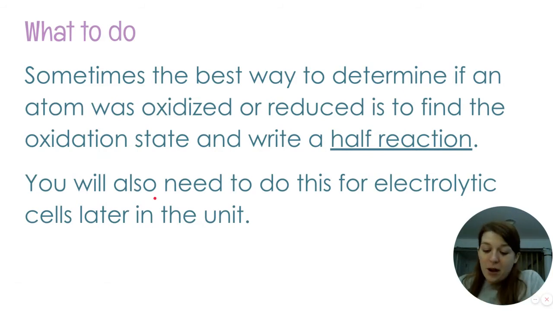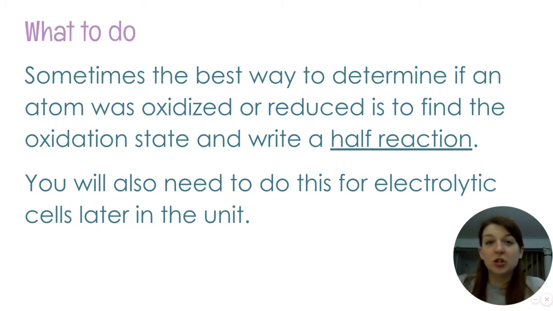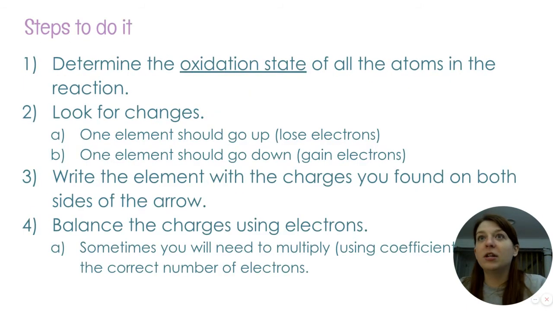Sometimes the best way to figure out if something was oxidized or reduced is to write the half reaction. So we're definitely going to need it later when the stuff gets a little bit more complex. Now, this reaction I showed you in the last video, not a half reaction. This is a full reaction. A half reaction will just show you what happens to the chlorine or what happens to the hydrogen. And those two things, two halves make a whole, two half reactions for every reaction.